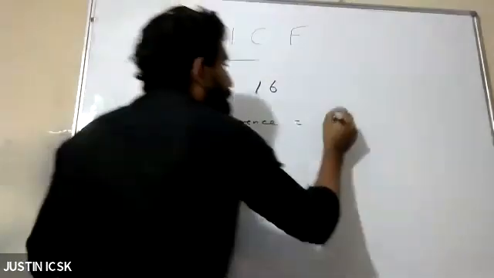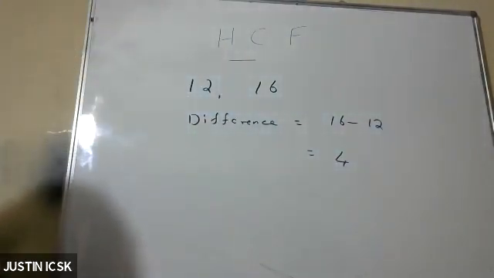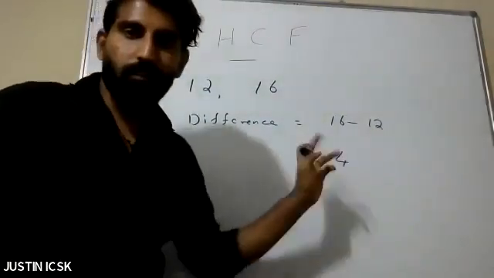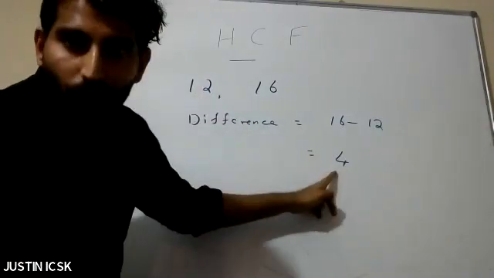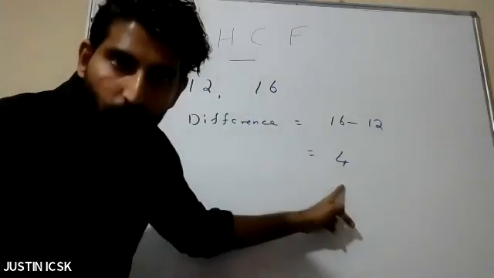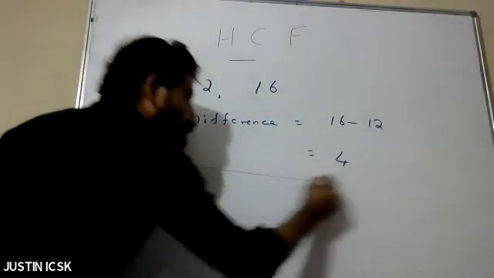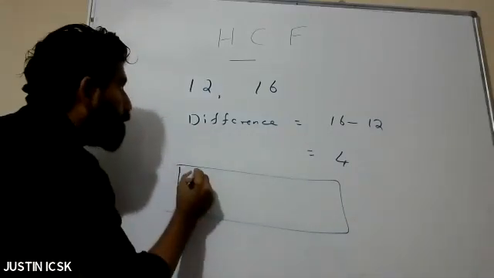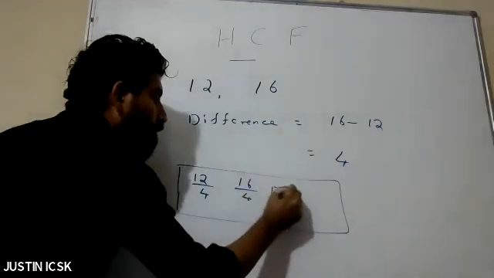16 minus 12 is 4, right? Now you check: 12 can be divided by 4, right? 12 by 4 is possible, and 16 by 4 is also possible. You don't need to write this step, just check mentally whether 12 by 4 and 16 by 4 are possible or not.